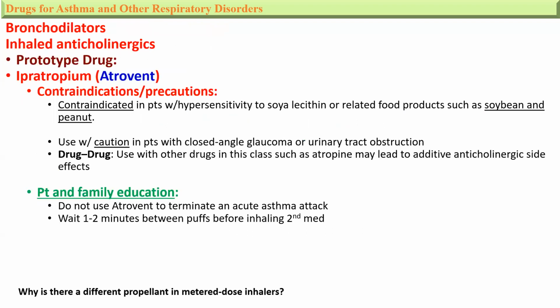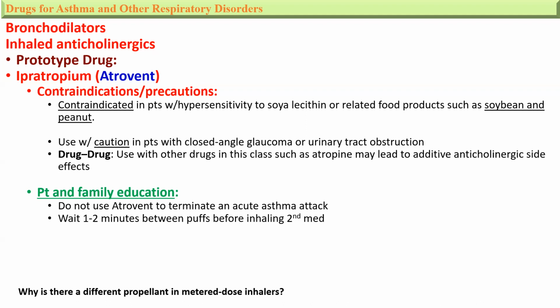Before we go to the theophylline, let's talk briefly about why there is a different propellant in metered dose inhalers. The metered dose inhalers, the MDIs, were developed back in the 1950s, and the propellant used in the MDIs until recently contained a chemical called chlorofluorocarbons.